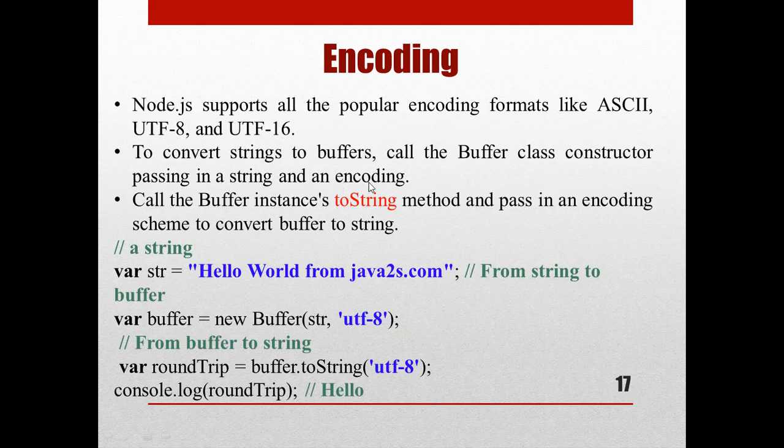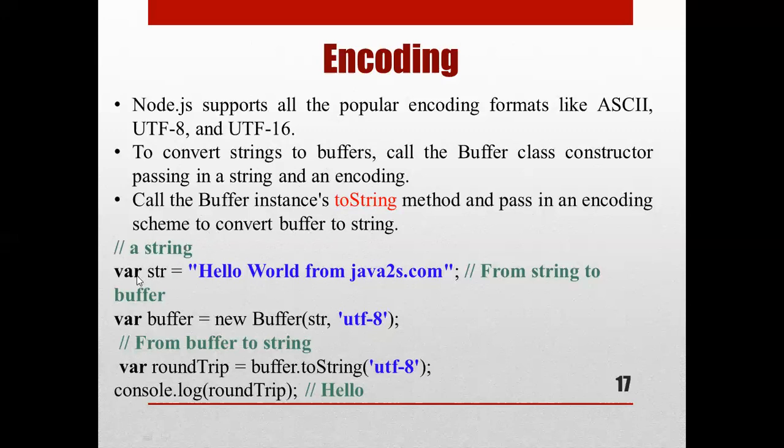We have seen a Buffer class method like byteLength. There is another method from that Buffer class, that is toString. So call the buffer instance toString method and pass in an encoding scheme to convert the buffer to a string. How to convert that buffer to a string, or a string to a buffer? Here we can see the example.